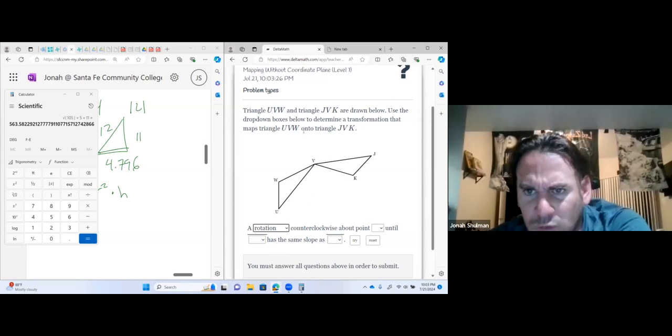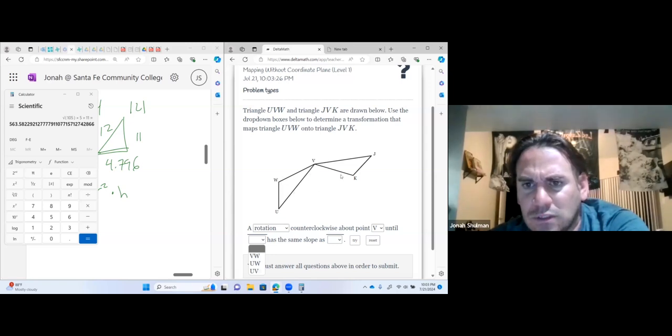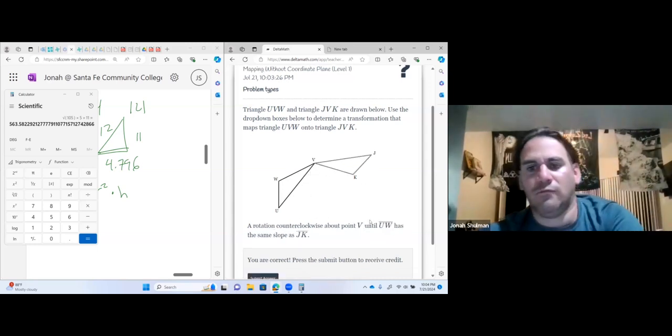We're going to start with UVW. That UVW matches onto this. So we're rotating around point V until UVW. So it keeps spinning, spinning, spinning. UVW, I believe, WU and KJ. WU and KJ. All right, figured it out.